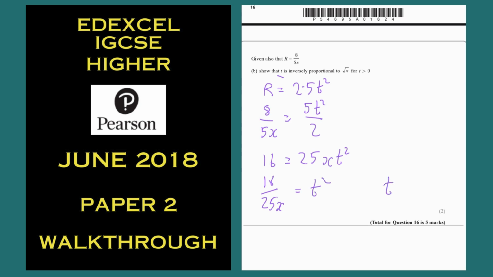And there we go. When you square root both sides, you can square root the top. That's a 4. Square root the bottom. That's a 5. But square root the x. And that's it, because that's what inverse proportion is. Inverse proportion to root x means something over root x, in this case 0.8. On we go.